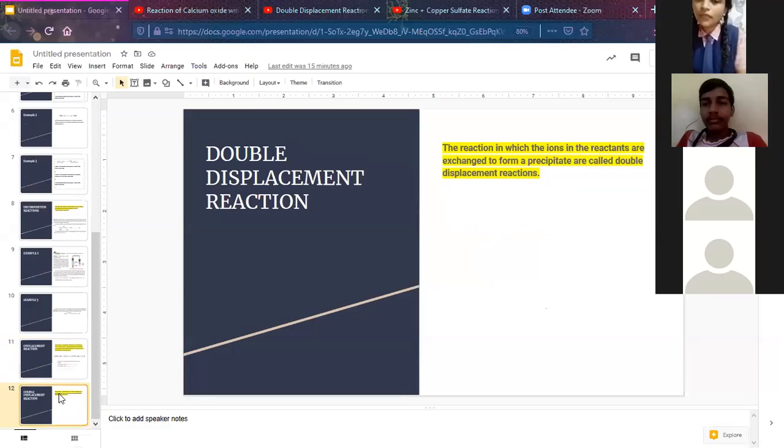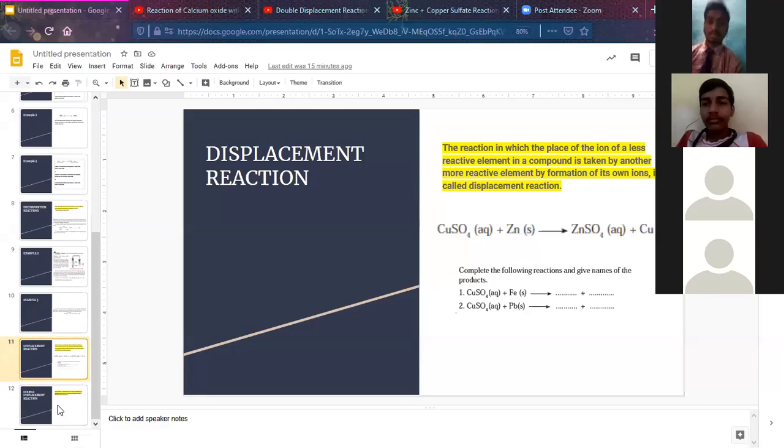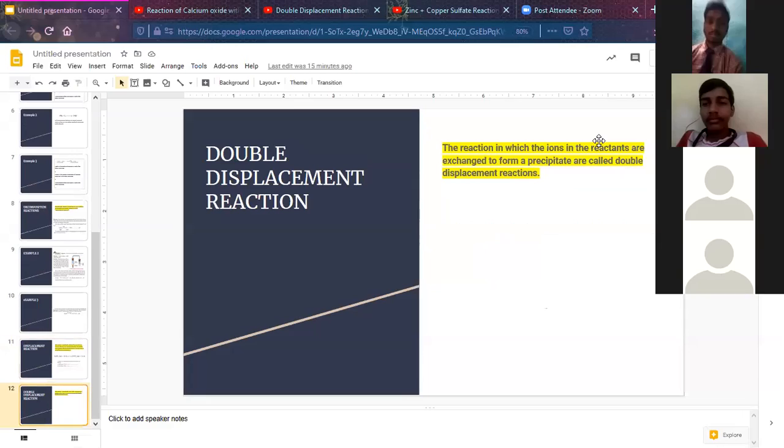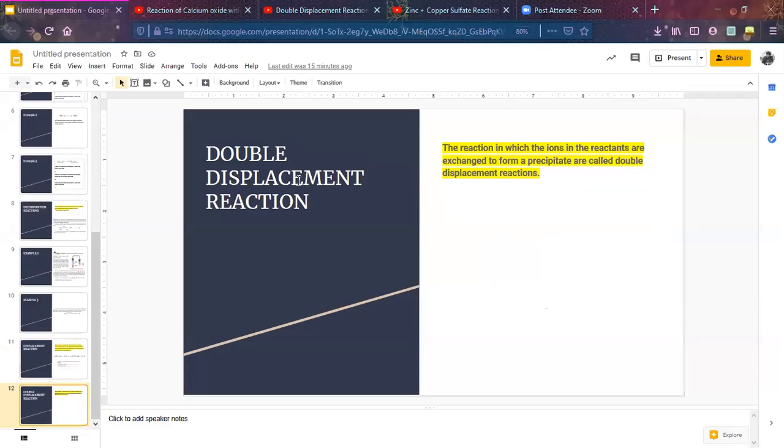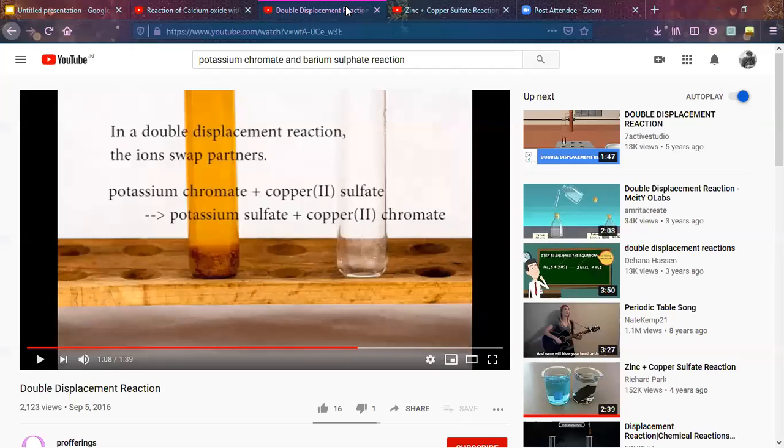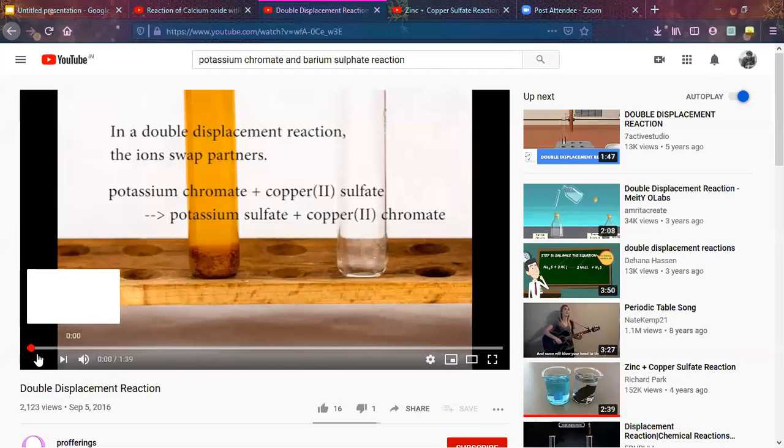Next is double displacement, the fourth type. In this reaction, the ions in the reactants are exchanged to form a precipitate. This is called a double displacement reaction, and you have to learn this by heart. I will show you an example for double displacement, which will help you understand it better. I want everyone to look closely at the example I'm going to show. I hope this video works.